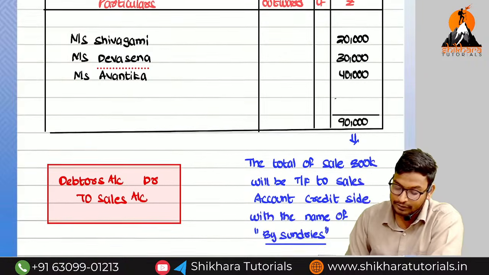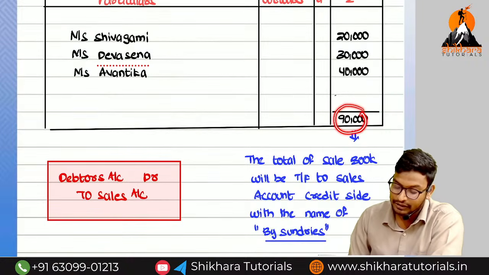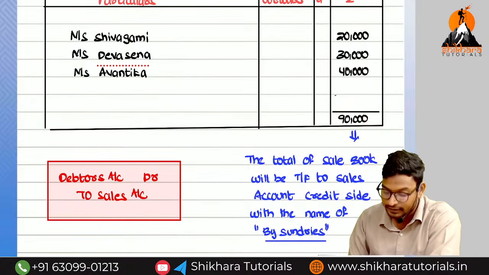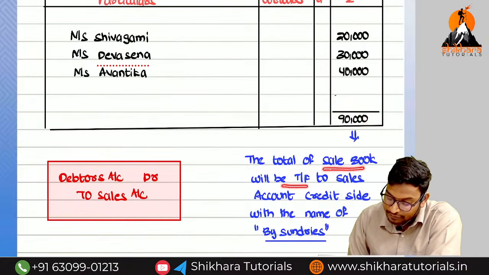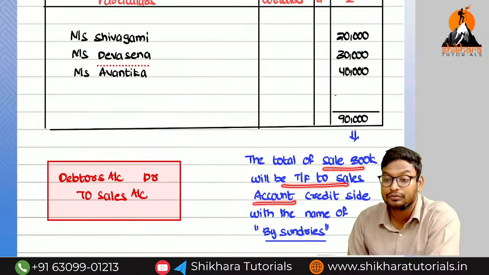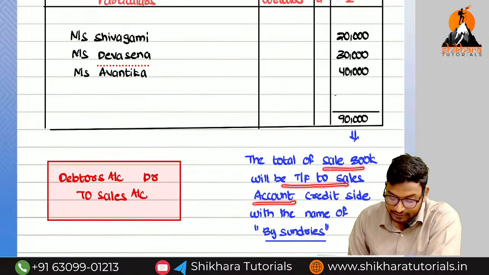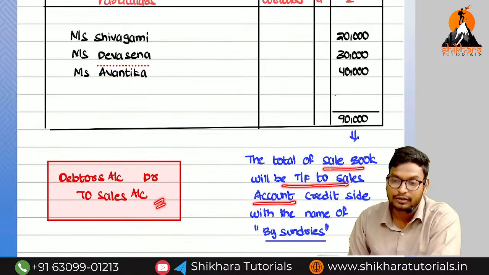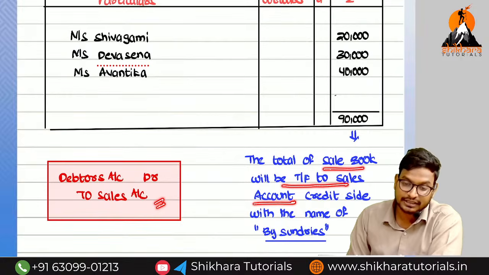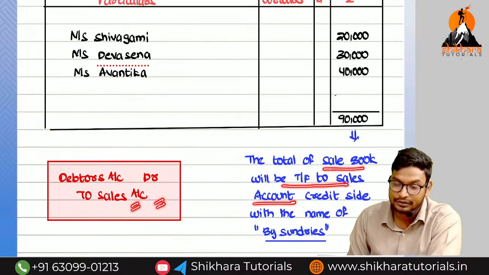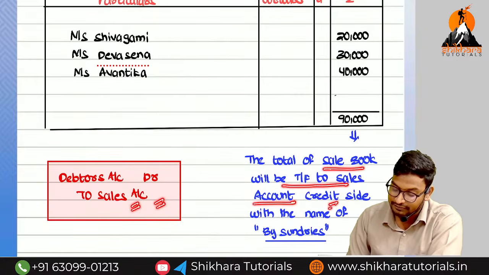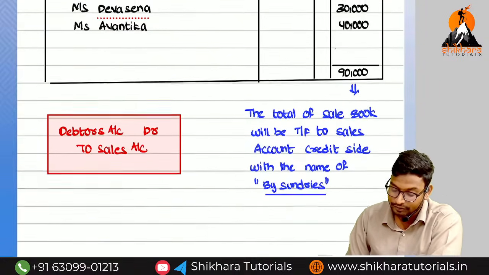So directly the total of 90,000 we are going to transfer to which account? The sales book total will be transferred to which account? Sales account. Which side? Credit side. Why sir? What is the entry we need to record? Normally debtor account debited to sales account. In the sales, is it debited or credited? Sales is credited. For that reason, which side we need to record? Credit side.